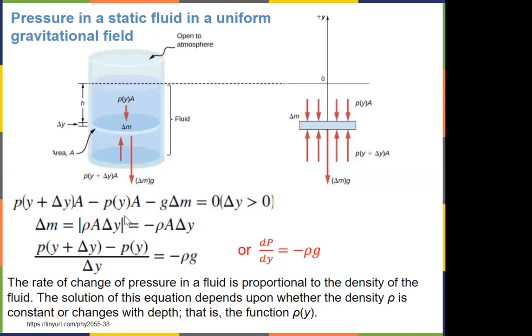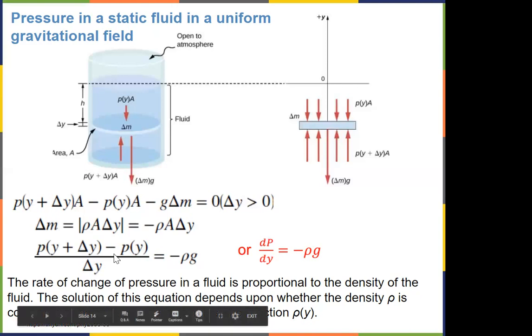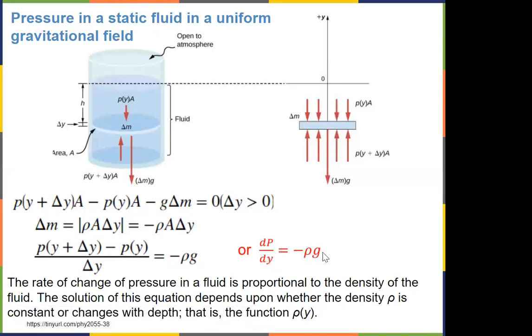Basically, it gives you this term minus this term equals minus rho g times delta y, and A cancels out across. In derivative form, dp over dy equals minus rho times g. So as the depth increases, the pressure also increases if you are going in the negative direction.